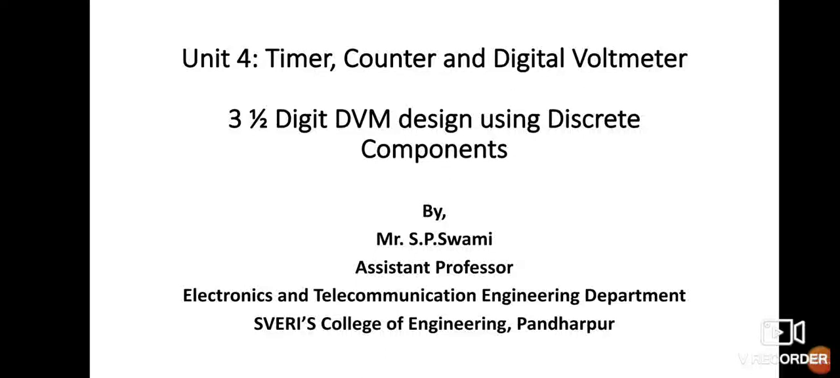In the last lecture, we discussed the 3.5 digit digital voltmeter. First of all, we discussed how to convert analog into digital. There are four types. Out of the four types, for our design, we are going to use the dual slope technique ADC.